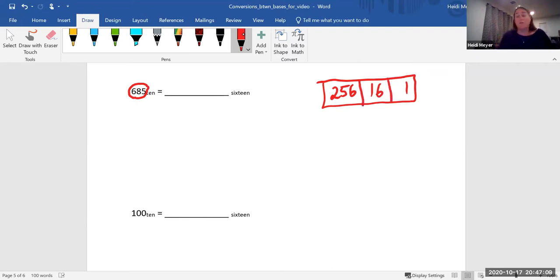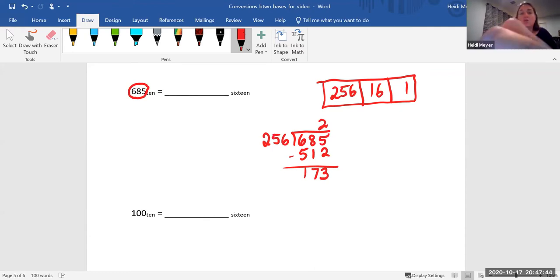And here we go. Again, our process is divide and subtract, divide and subtract. So we say, how many times does 256 go into 685? It's not going to go 3 times. That would give us something too large. So it looks to me like it's going to go twice. 2 times 256 is 512. So we get a remainder of 173.